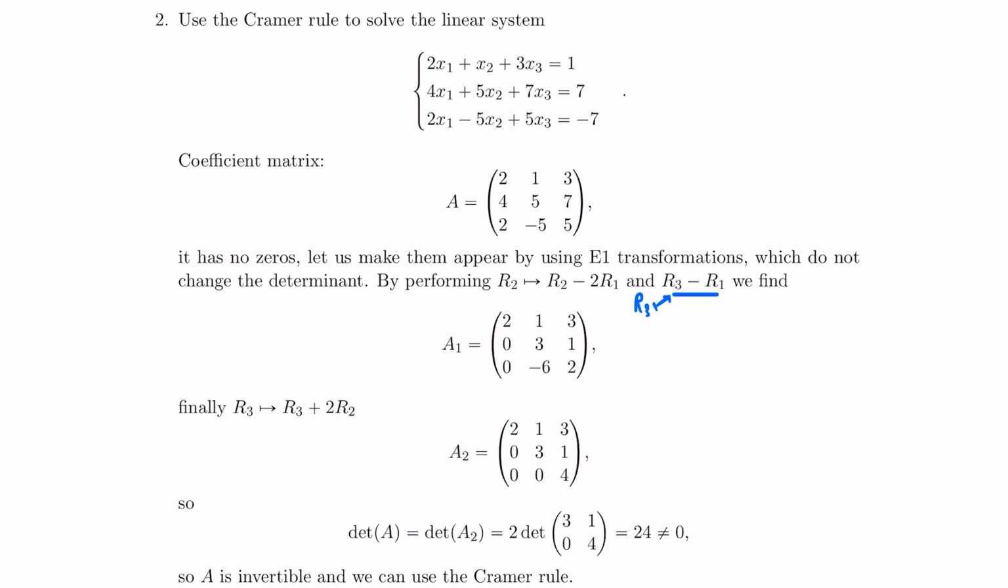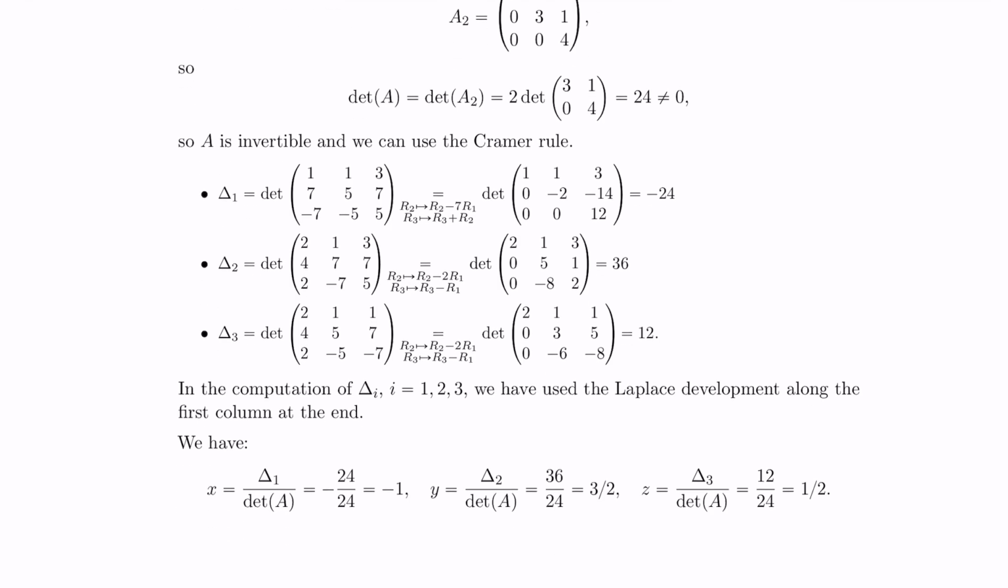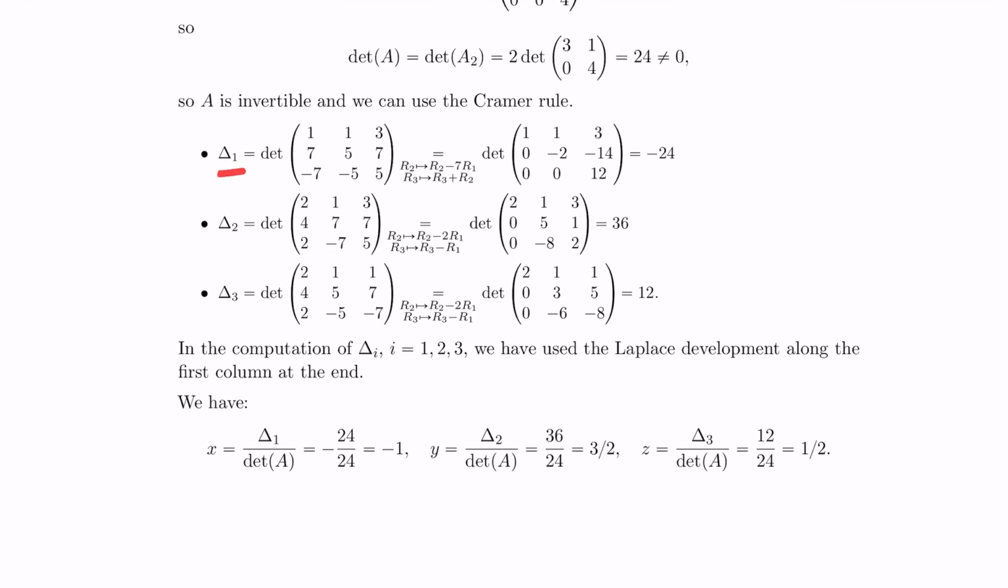The computation of the determinants delta 1, delta 2, and delta 3, which appear in Cramer's rule, can be obtained similarly, in the sense that to compute delta 1 we have to remove the first column of A and replace it by the column vector B of known data.